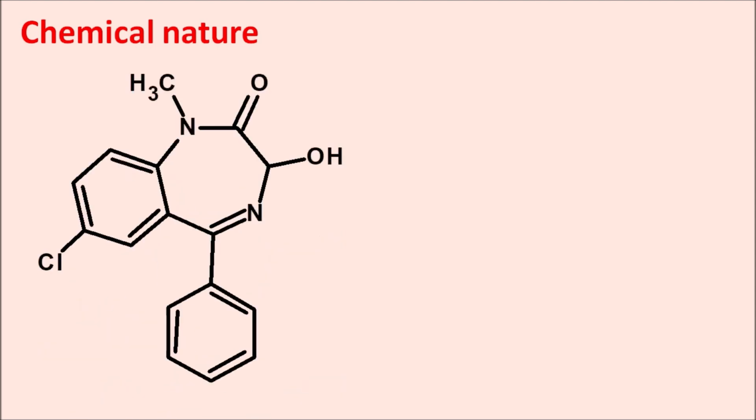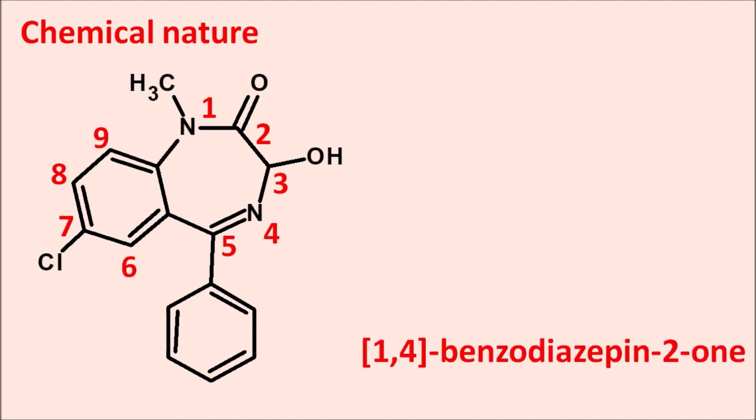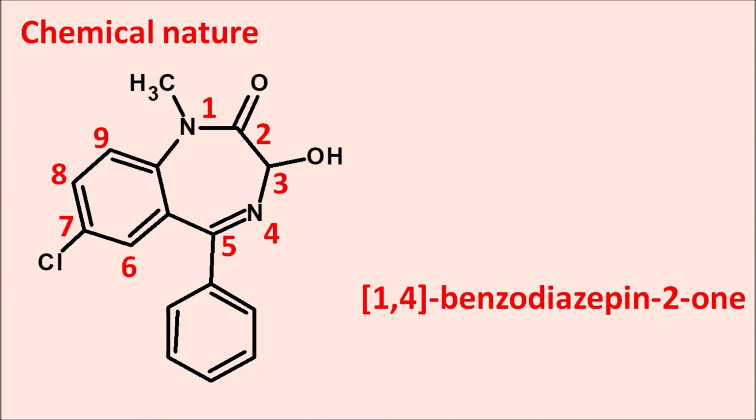We can clearly observe the benzodiazepine ring system. Let us give the numbering to this ring. We can start the numbering from the nitrogen. So this is 1, 2, 3, 4, 5, 6, 7, 8, 9. Now the nitrogens are present at the first and fourth positions. So this is 1,4-benzodiazepine with a ketone group at the second position, so 2-one. So we can write this suffix as 1,4-benzodiazepin-2-one.